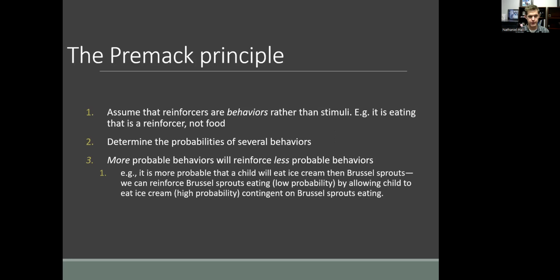So a simple example of that is if it's more probable that a child will eat ice cream than Brussels sprouts, then it indicates that we can reinforce Brussels sprout eating by allowing a child to eat ice cream contingent on Brussels sprout eating. Basically meaning that if you have a plate full of food in a free operant situation and the child always chooses ice cream and has a low probability of eating Brussels sprouts, then if we wanted to increase them eating Brussels sprouts, we could set a contingency that if you eat 2 Brussels sprouts, then you can have ice cream, right? Which is a typical kind of parenting move.